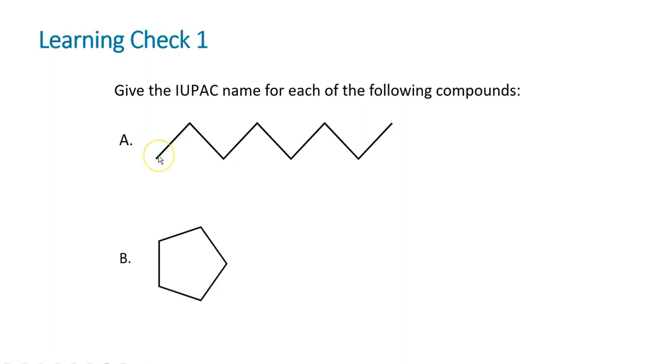So A contains 1, 2, 3, 4, 5, 6, 7, 8. So there should be 8 carbon atoms in places of these numbers. And as you see, there are no double bonds or triple bonds, so this is an alkane. Since there are 8 atoms, you need to check the prefix for A.